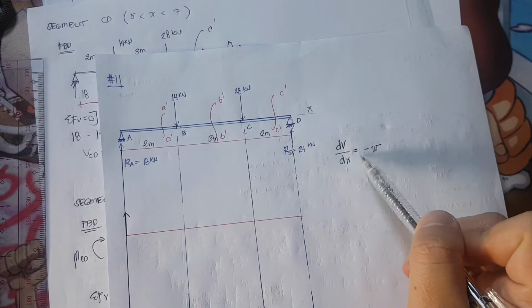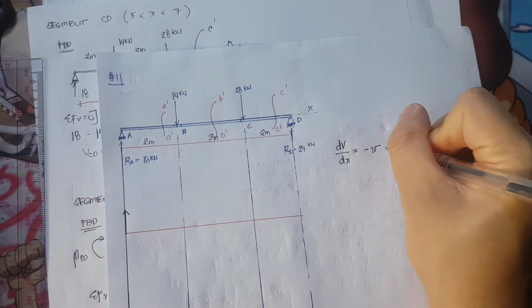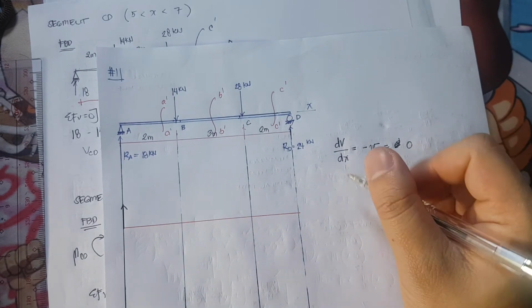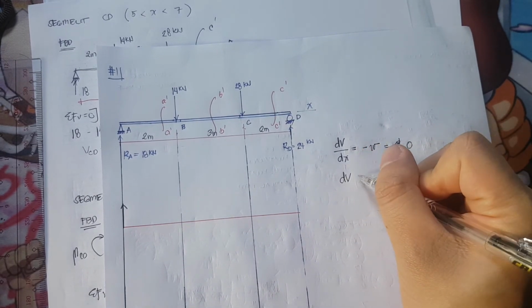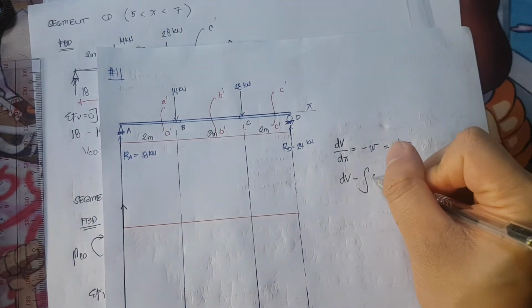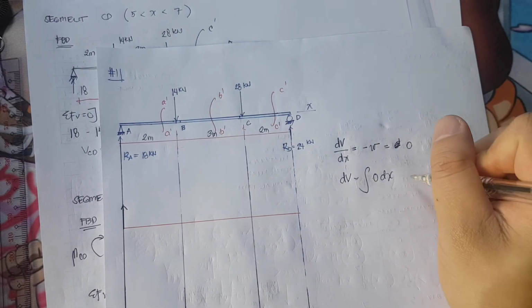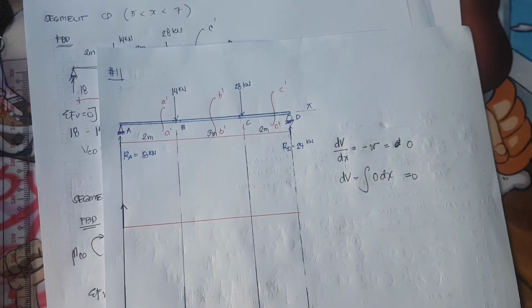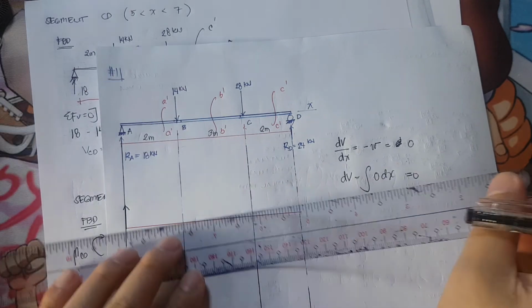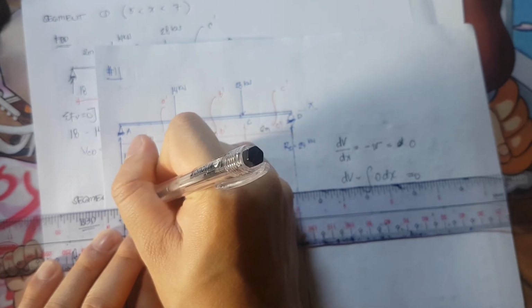But do we have a distributed force along segment AB? So that is equivalent to 0. Therefore, the change in the slope is equivalent to the integral of 0 dx. Therefore, the shear is equivalent to the change in the slope is 0. So that is a straight line going to segment or point B.